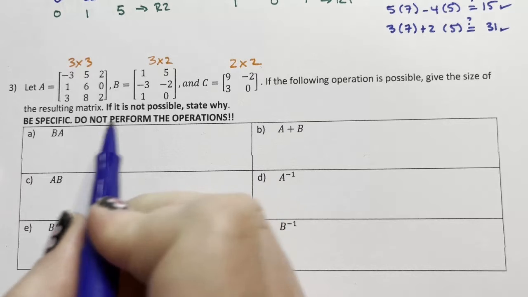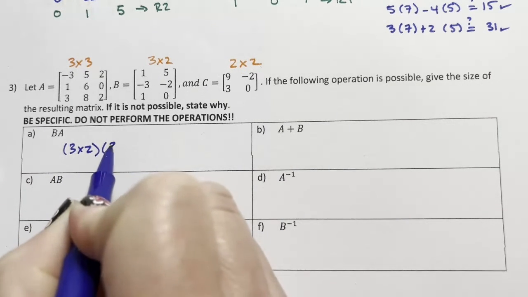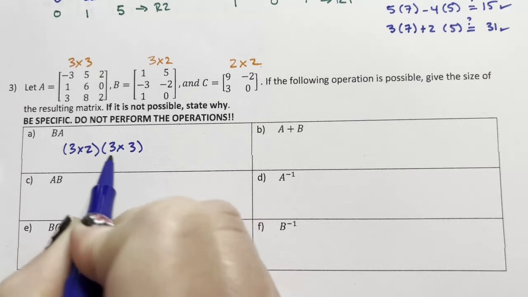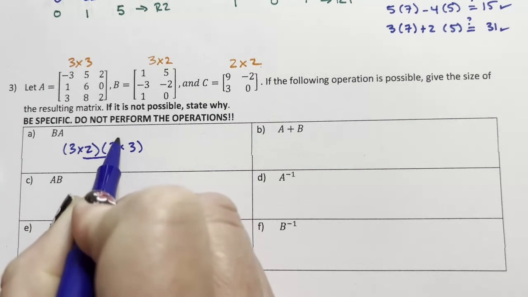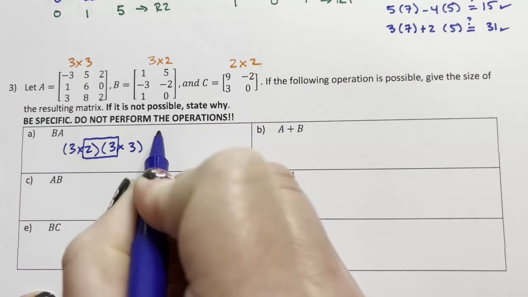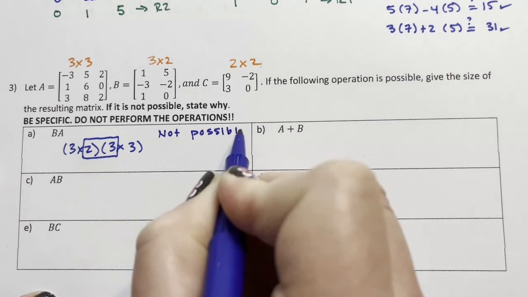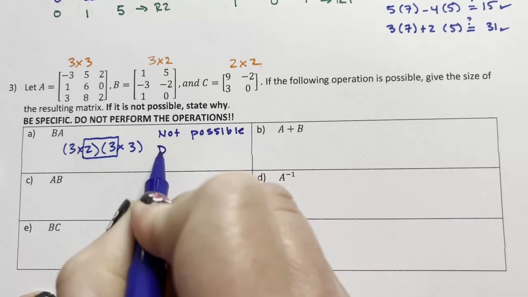All right, B times A. So B is that 3 by 2. A is a 3 by 3. To multiply matrices, the middle numbers have to be the same. In this case, they are not the same, so this is not possible. Not possible. Why? Dimensions are not the same.